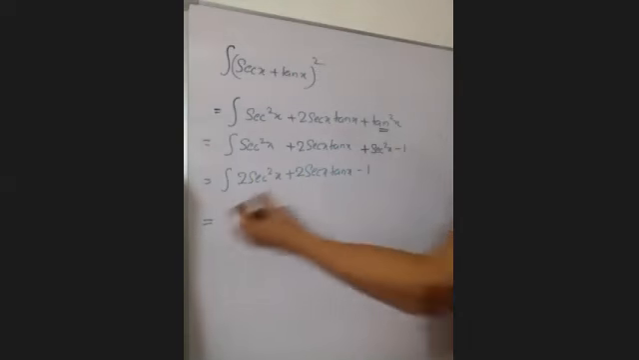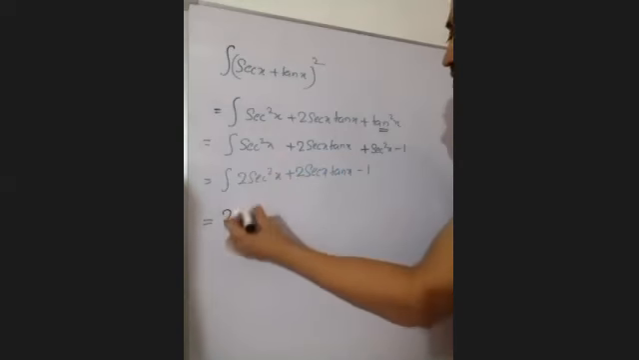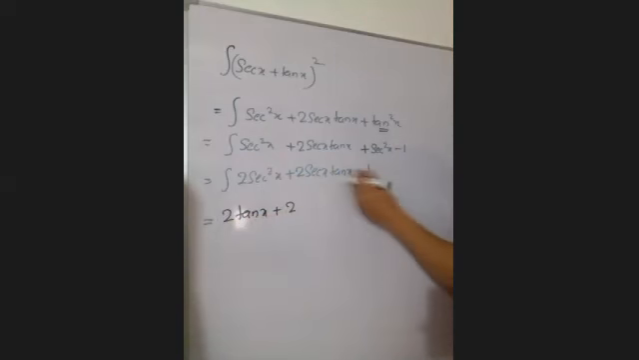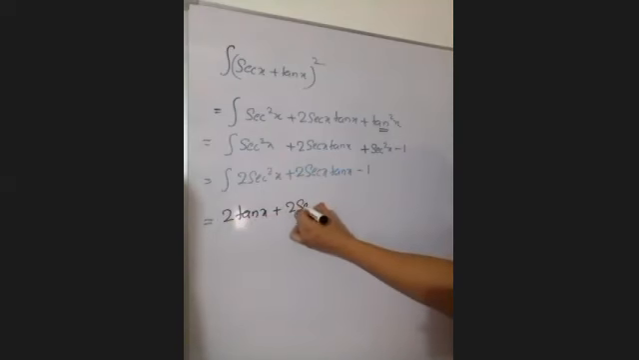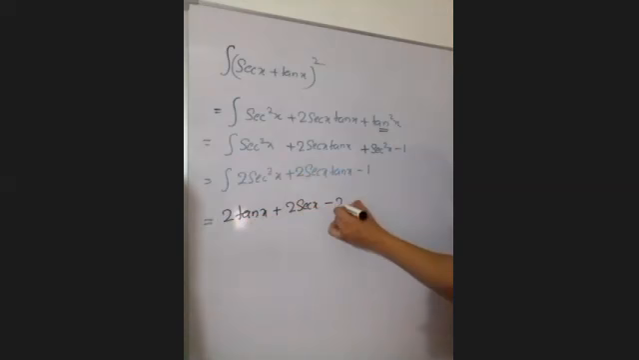Right. Then 2 sec squared x integration is 2 tan x, plus 2 sec x tan x integration is 2 sec x, minus x, plus C is the answer for that. That's a way we can understand.